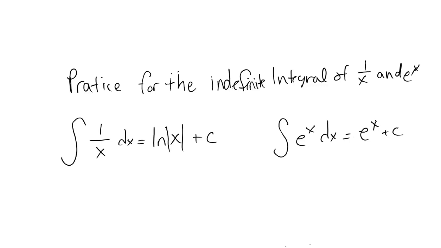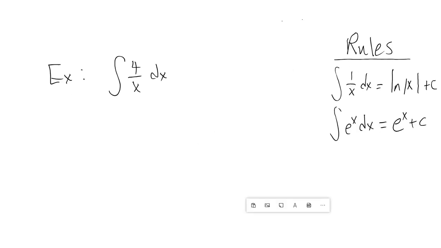I'm going to work a few examples using the rules that you see on the board here. The rules are involving natural log and e to the x. The rules state the integral of 1 over x dx equals natural log absolute value of x plus c, and the second rule is the integral of e to the x dx equals e to the x plus c. So we're going to work a few examples using these rules.